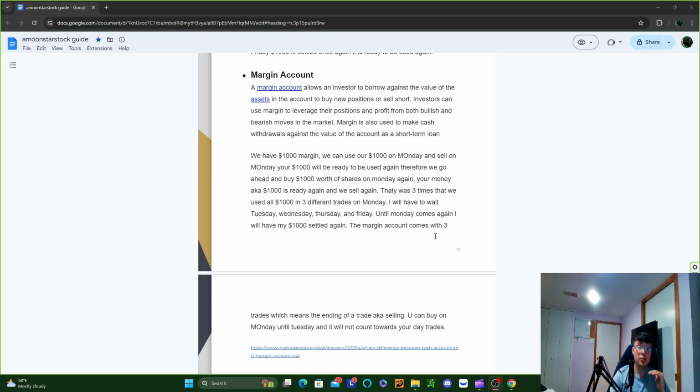The margin account comes with 3 day trades, which means the ending of a trade, aka selling. So if you use your 3 day trades on Monday, they all come back the same day you use them all. Monday, 3 trades, Monday come back. Now, if you do a Monday buy and you sell on Tuesday, it doesn't count as a day trade. It's literally what it stands for, a day trade. So that's one way to finesse it a little and keep your 3 day trades.